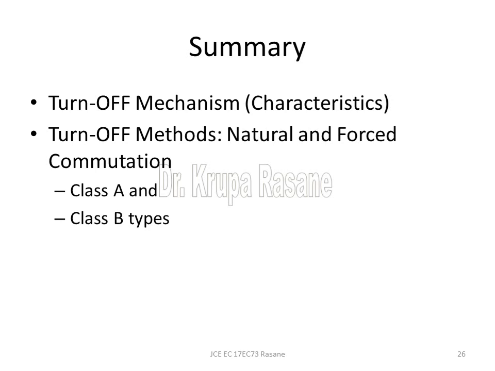Looking into the summary of this video, we have looked into the switching characteristics of the thyristor with respect to turn-off mechanism. We have also looked at turn-off methods, that is natural and forced commutation. And in forced commutation, we have seen two types. There are actually many types, class A, B, C, D, E, F. But in the syllabus, we are covering class A and class B types.